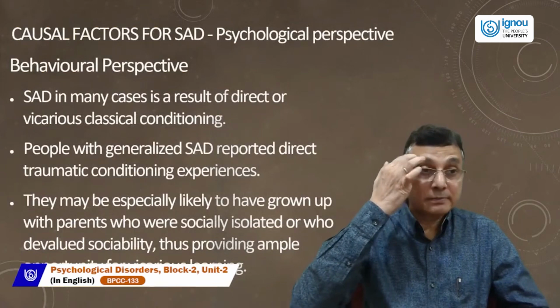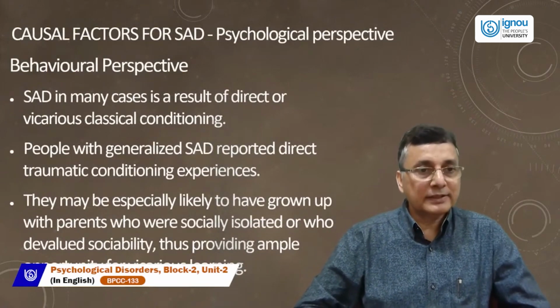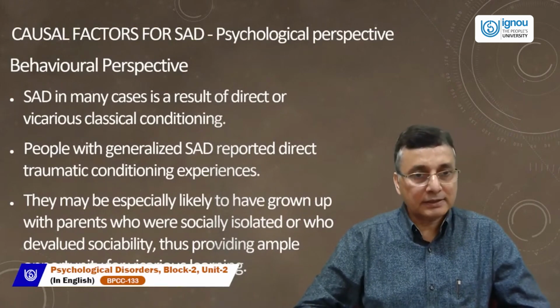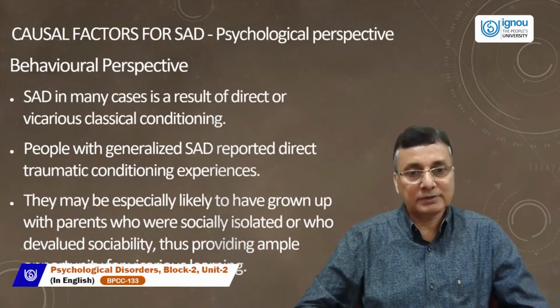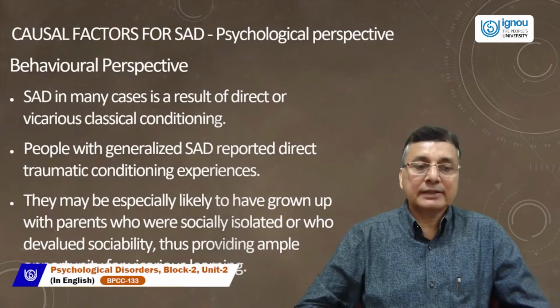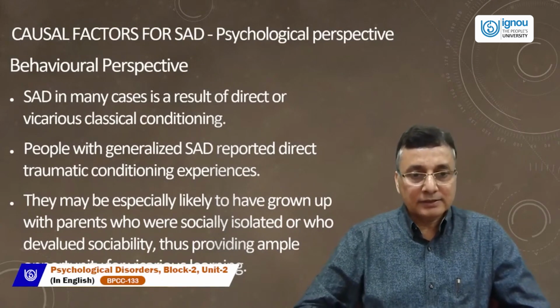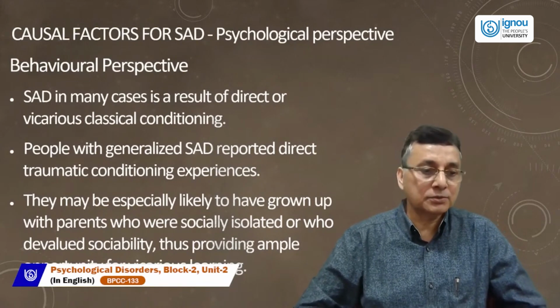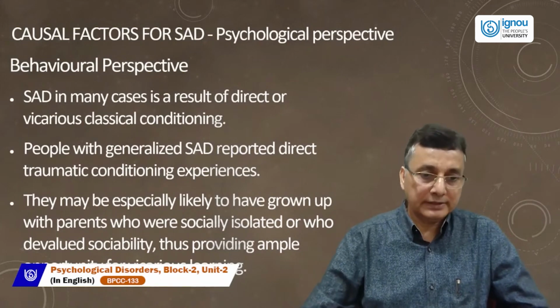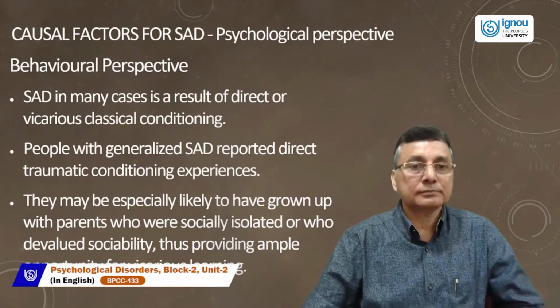How do behaviorists explain this social phobia? Social anxiety disorder in many cases is a result of direct or vicarious classical conditioning. People with generalized social anxiety disorder reported direct traumatic conditioning experiences. They may be especially likely to have grown up with parents who were socially isolated or who devalued sociability, thus providing ample opportunity for vicarious learning.